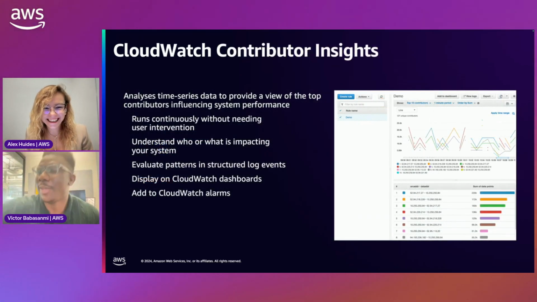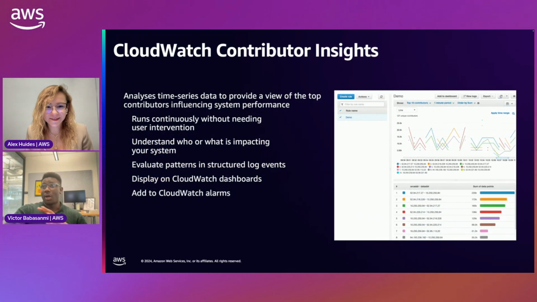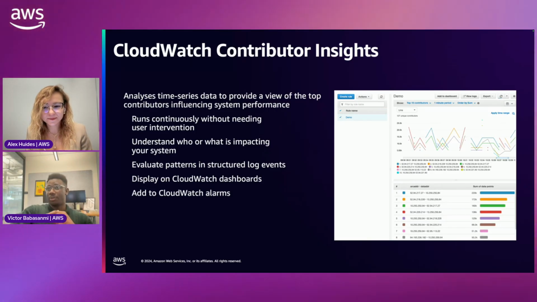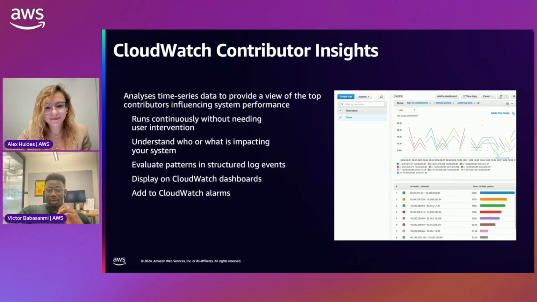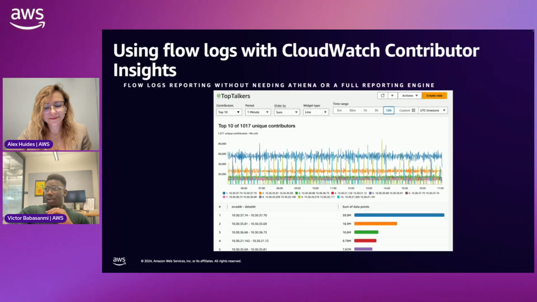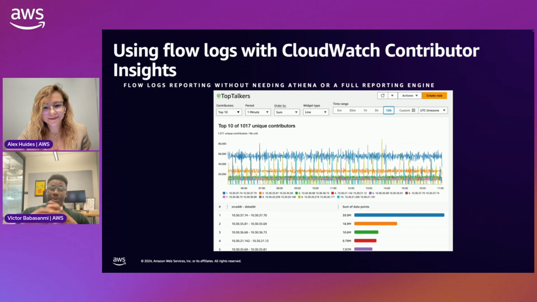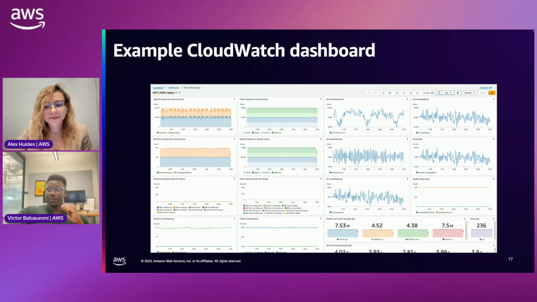That's a good point. And then Contributor Insights helps you see top talkers. You can create rules to see the top contributors to events that are going on in your logs, and I'll show that as well. The great thing with Contributor Insights is that you don't have to have your own reporting engine. You don't have to use Athena and set all of that up. Once your logs are in CloudWatch, you can just directly extract the insights that you're looking for from the logs.